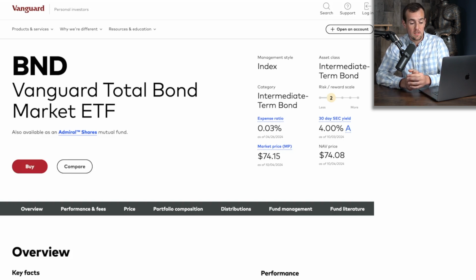Taking a look here at more details, the expense ratio is 0.03%, and the 30-day SEC yield for the dividend is coming in at 4%. So most of the returns here are going to be generated through the dividends instead of the underlying share price of the fund increasing over time.